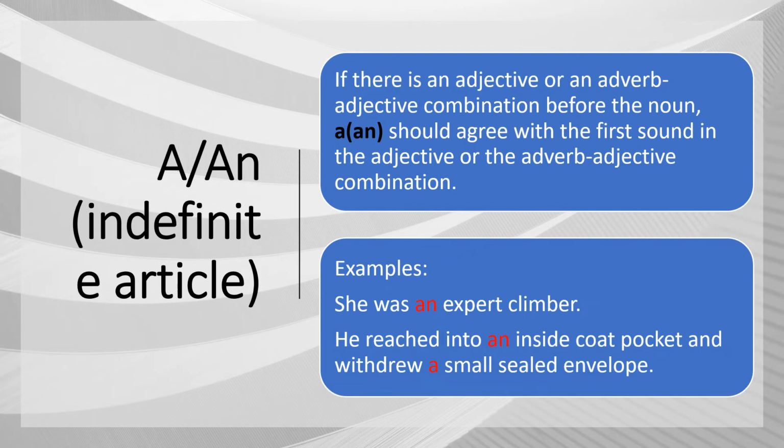If there is an adjective or an adverb-adjective combination before the noun, a and an should agree with the first sound in the adjective or adverb-adjective combination. For example, she was an expert climber. He reached into an inside coat pocket and withdrew a small sealed envelope.